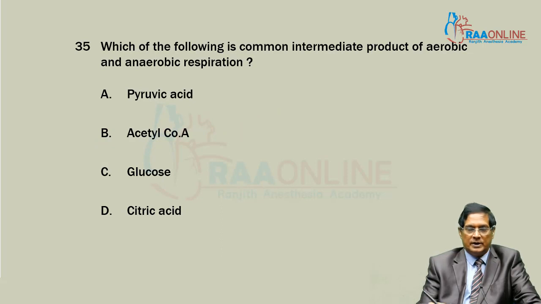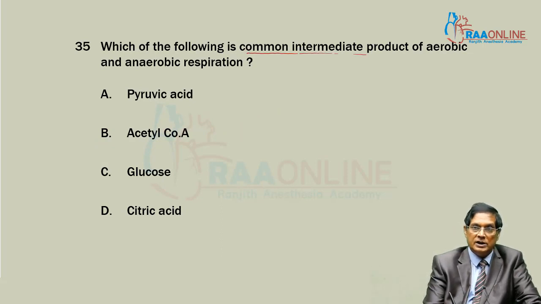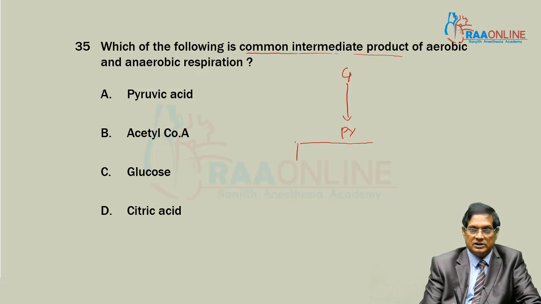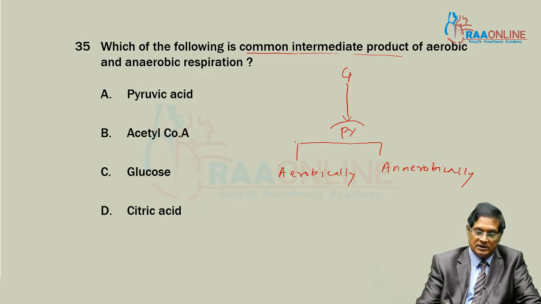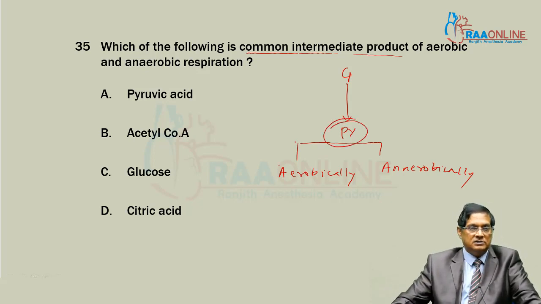Which one of the following is a common intermediate? Glucose forms pyruvic acid. Then pyruvic acid oxidation takes place either aerobically or anaerobically. In between them, pyruvic acid is the intermediate. So my answer for this question is that pyruvic acid is the intermediate between glycolysis and Krebs cycle.